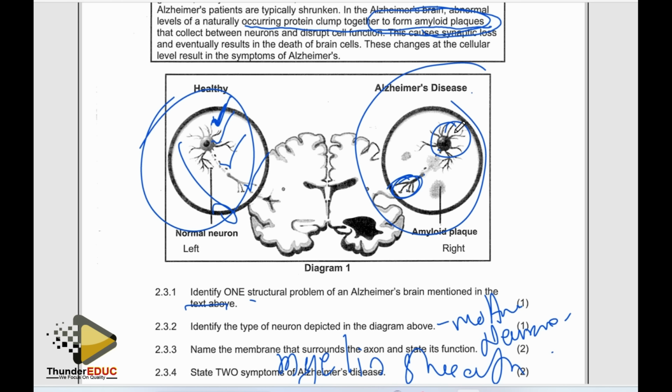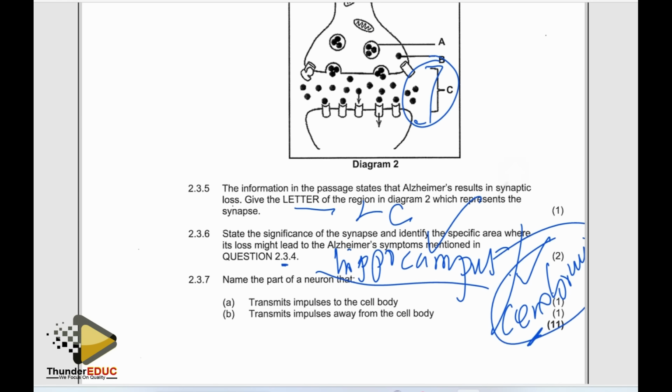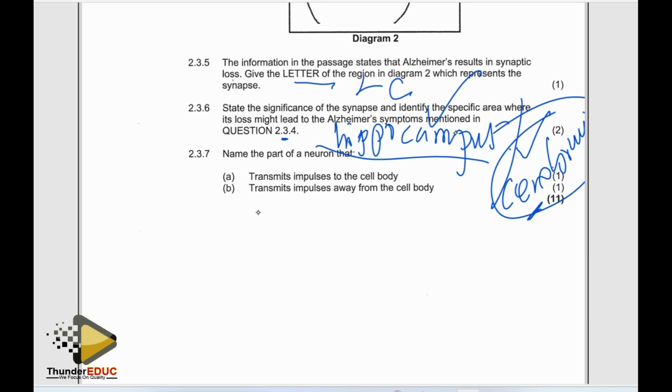Dendrite. Cell body. Axon. To the terminal branches of the dendrite. You understand? So now we know. We say that the impulse moves from the dendrite, transmits the impulse to the cell body.